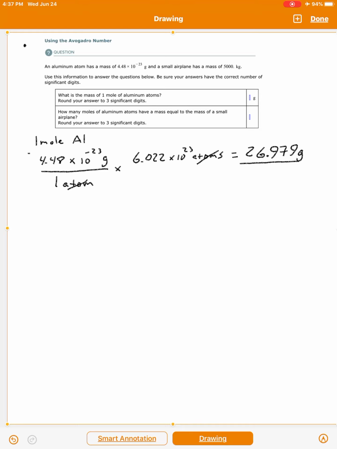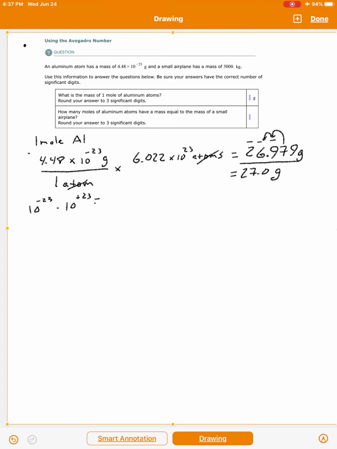In fact, if you round it to 3 sig figs, 1, 2, 3, that's 5 or greater, so this goes up 1. That makes it a 10, so that goes up 1 as well, and you get 27.0 grams. Now what about the 10s? Here's what I did with the 23s. You had 10 to the minus 23, but then we're going to multiply it by 10 to the plus 23.